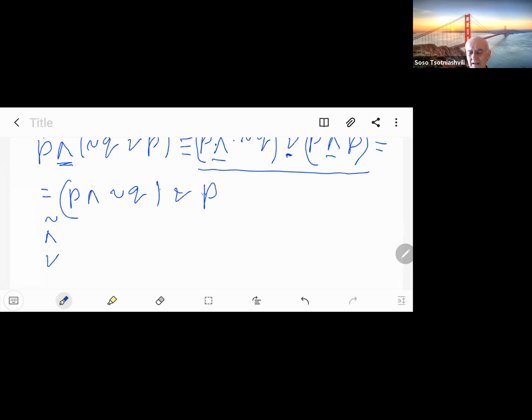However, I would like to prove this absorption law, and prove it not by using a truth table, but by logical simplification of the expression, and try to prove it, please.